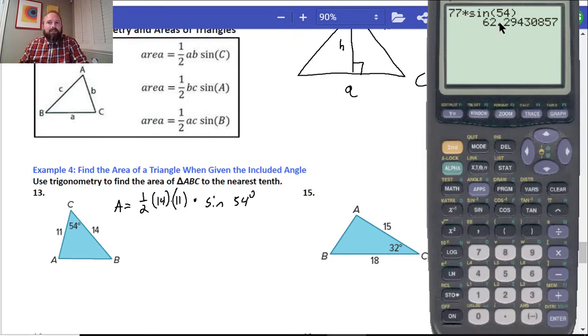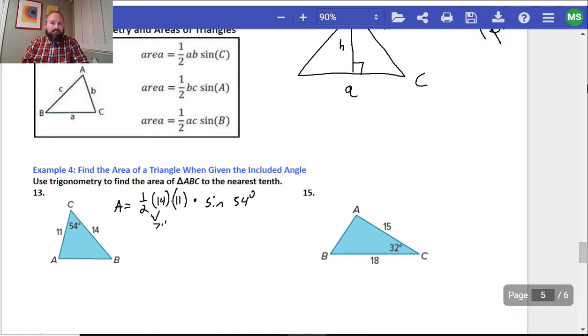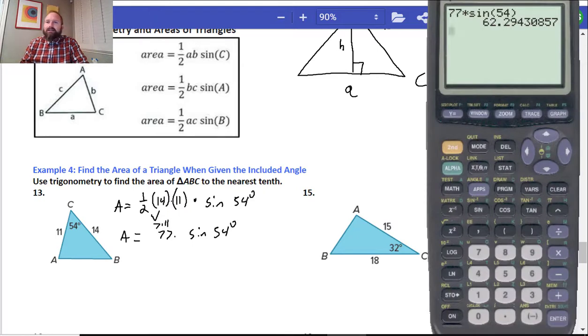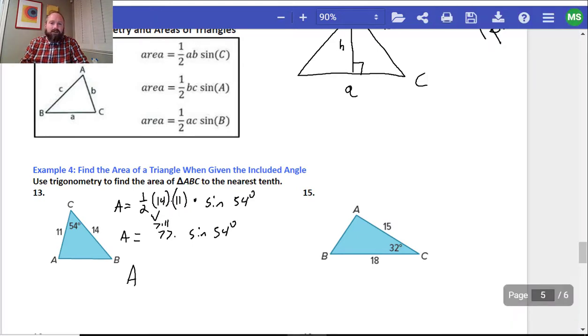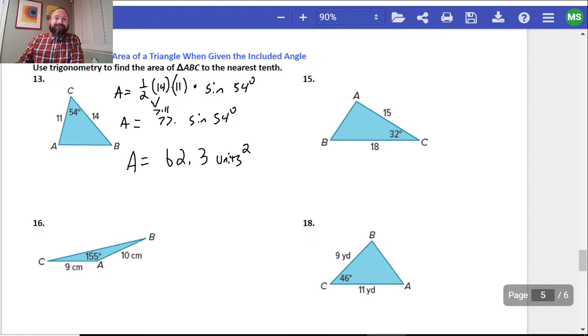So our area would be 62.3, it says to the nearest tenth. So 62.3. All right, so let's write this in. So this becomes 7 times 11, so 77 times sine of 54. Make sure you have this. So 62.3. So area is equal to 62.3 units squared. Now, when they don't give us the units of measurement, we're just going to say units squared. All right, hold up. Go ahead and work on the next 3.